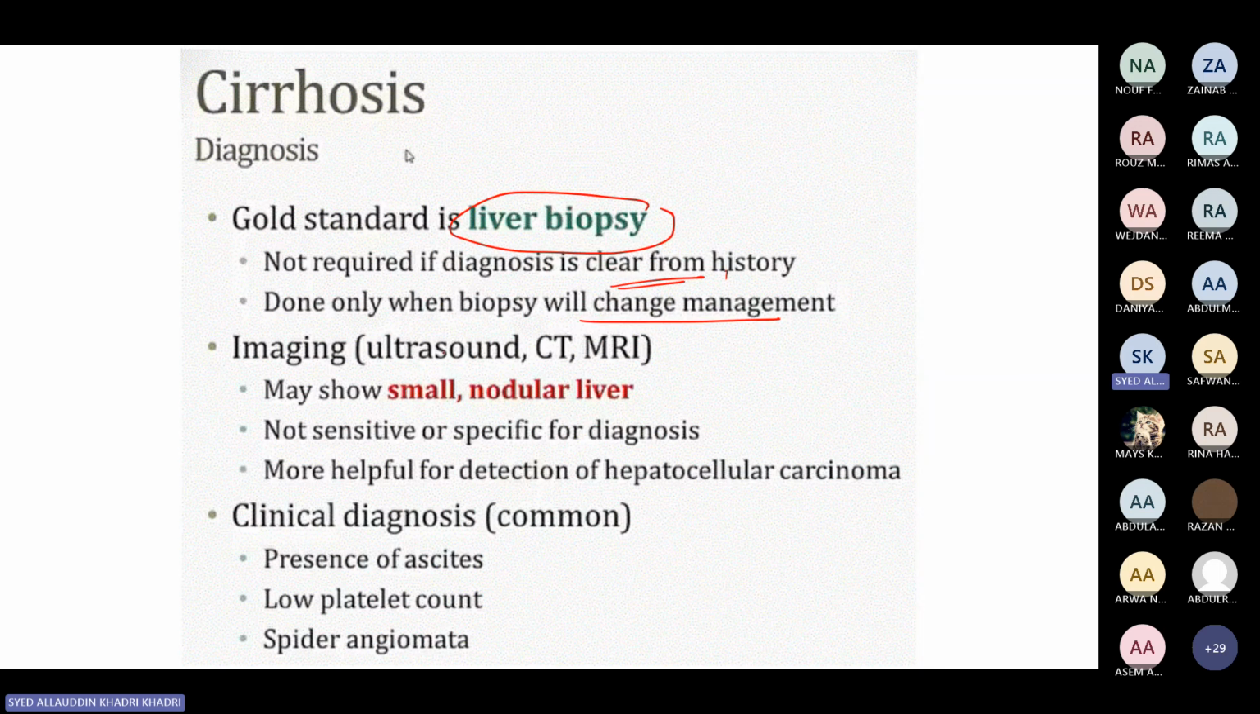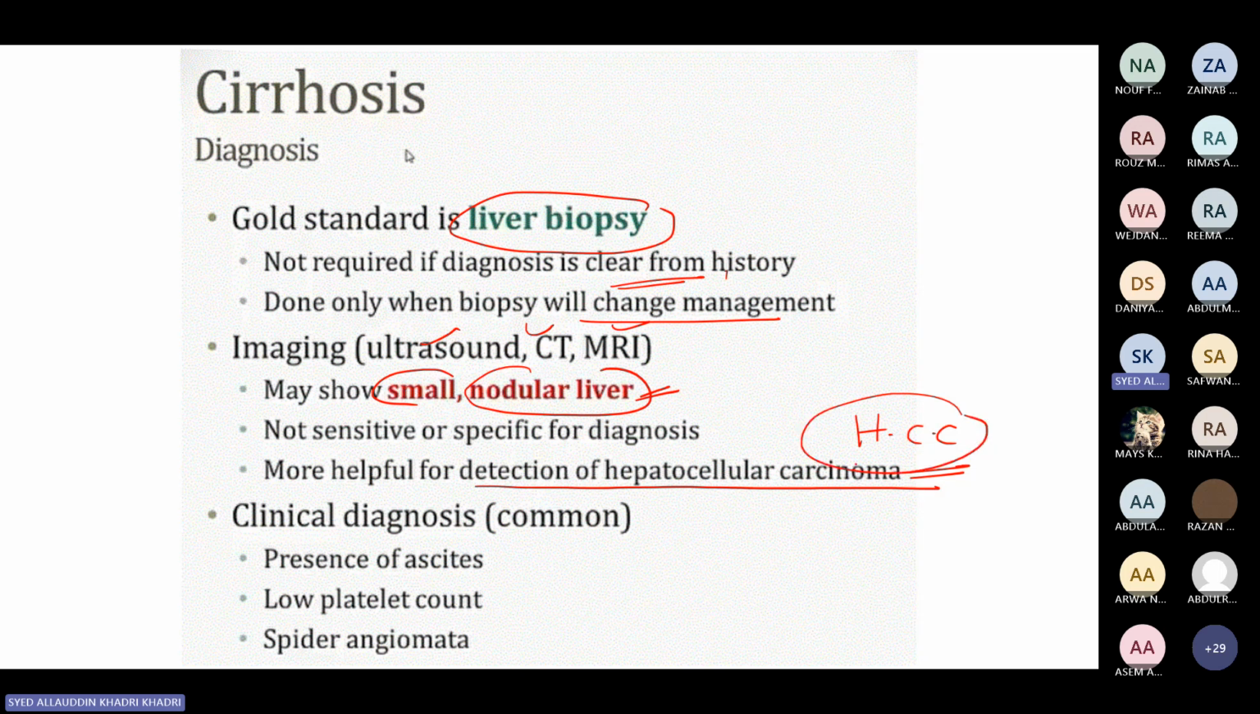Imaging: ultrasound, CT and MRI can be done and show a small nodular liver, that is the cirrhosis. It can be seen very early by a CT scan, which is especially more sensitive and specific for the diagnosis and more helpful for detection of hepatocellular carcinoma. So if you have a hepatocellular carcinoma, I think CT scan is very useful, and you can even see the metastases in the body.